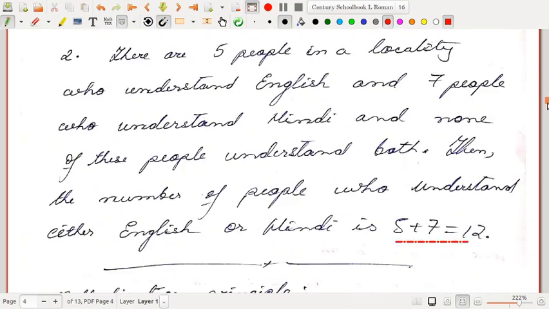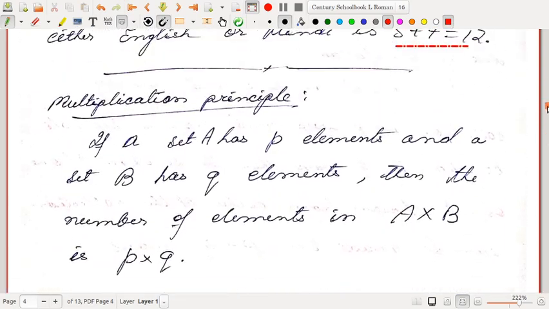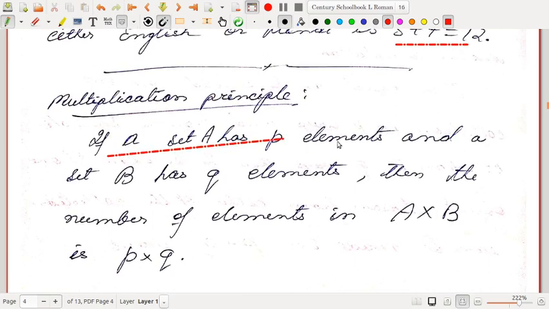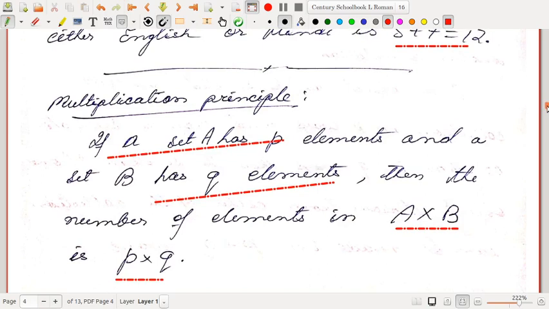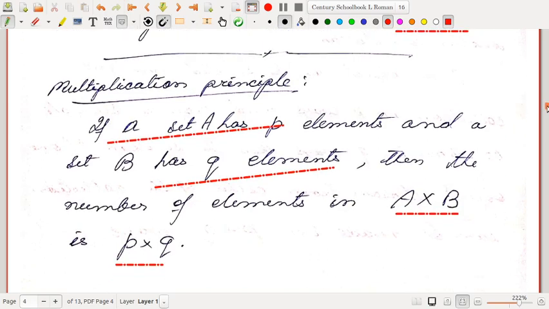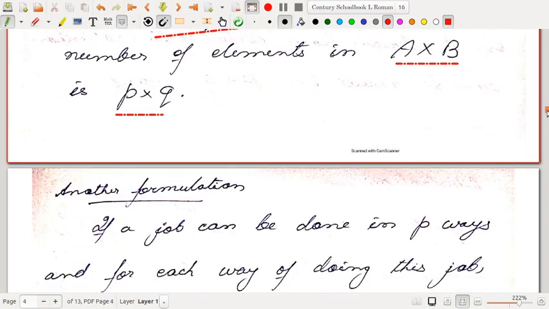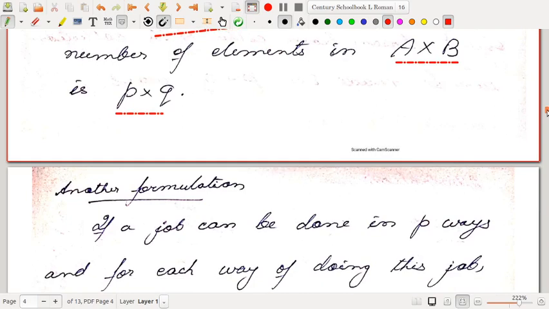Right. So then we'll come to the multiplication principle. If a set A has P elements and a set B has Q elements, then the number of elements in the set A cross B, that is the Cartesian product, the set of all ordered pairs that we had done in the earlier lectures, is P into Q. Okay, and this is the statement for the multiplication rule. The number of elements in the Cartesian product is the product of the number of elements in the sets.